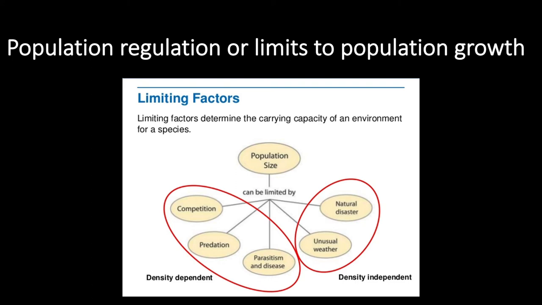When we say density-dependent, when you have a higher population size, the effect of these factors can be much higher. But in the case of density-independent factors, the population size does not matter. The effect of natural disasters, unusual weather events, or any environmental events can be the same all throughout, no matter how many organisms there are. So those are your limiting factors.